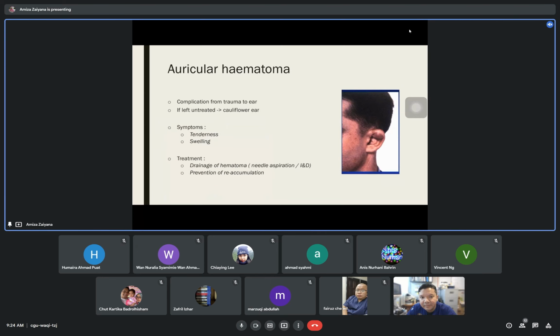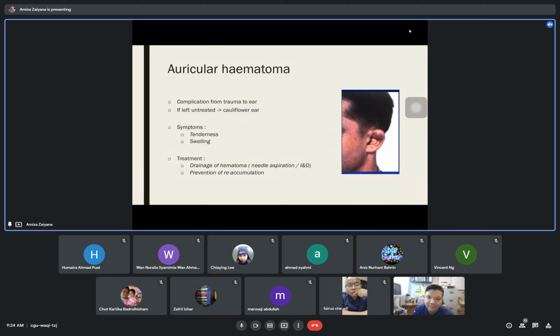Others, there will be auricular hematoma. It is a complication of trauma to the ear. So if it's left untreated, it will cause cauliflower ear lah, macam dalam gambar tu. So telinga akan kembang lah. The symptoms are the same lah, dia akan jadi tender, swelling, akan redness.